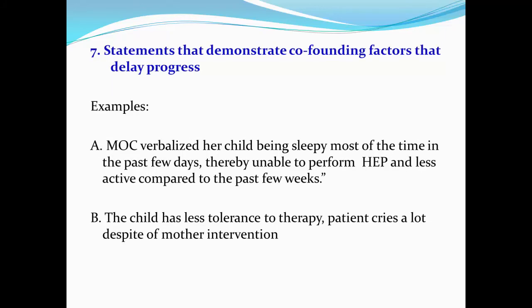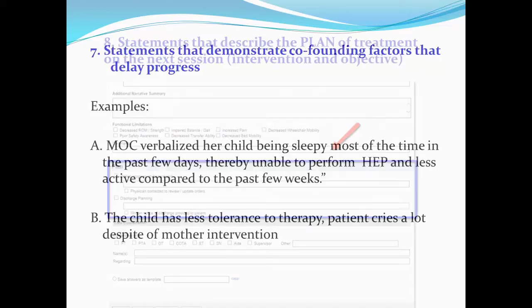7. Statements that demonstrate confounding factors that delay progress. Examples: A. MOC verbalized her child being sleepy most of the time in the past few days, thereby unable to perform HEP and less active compared to the past few weeks. B. A child has less tolerance to therapy. Patient cries a lot despite mother's intervention.